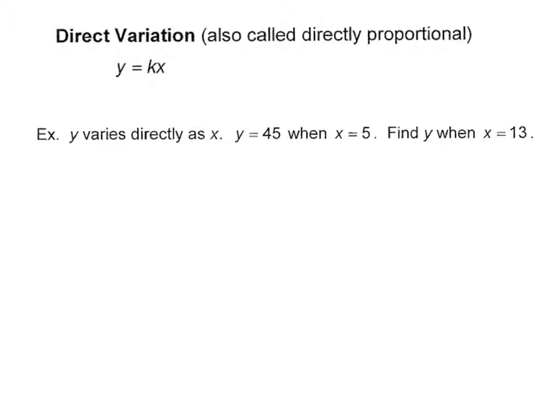The first type of variation is called direct variation. It's also known as being directly proportional, and the formula for it is y equals k times x. The k is called the constant of variation. And once it's determined, the k never changes, and the x and y will vary. In direct variation, if the value of x goes up, then the value of y also goes up. If x goes down, so does y.